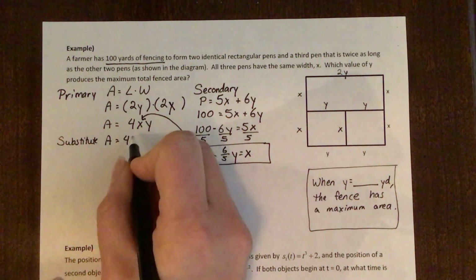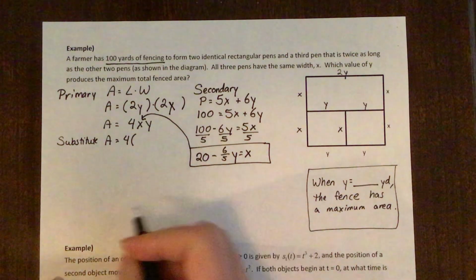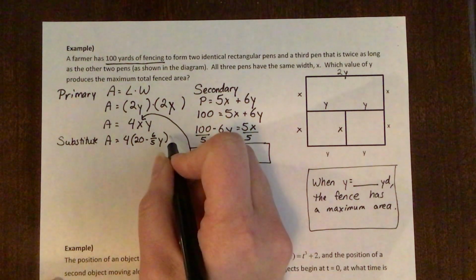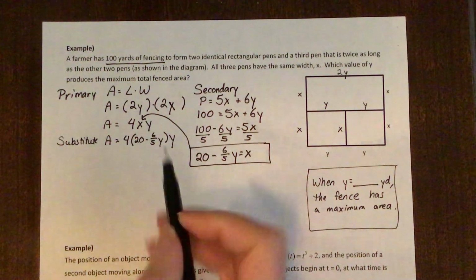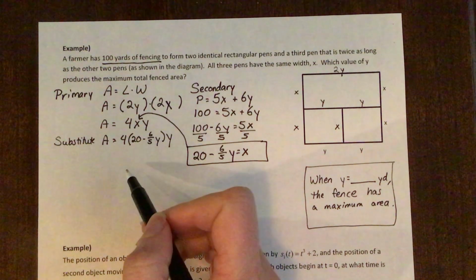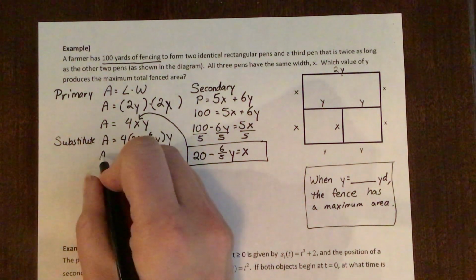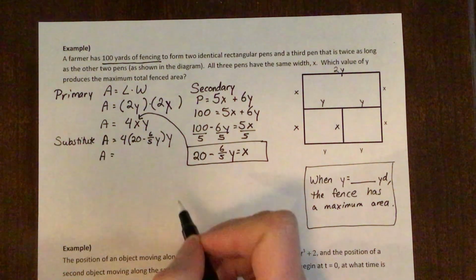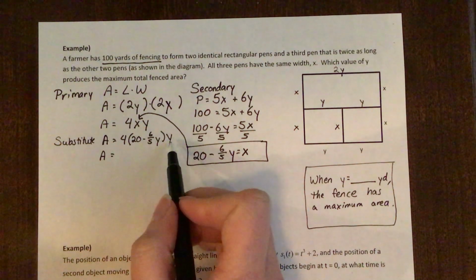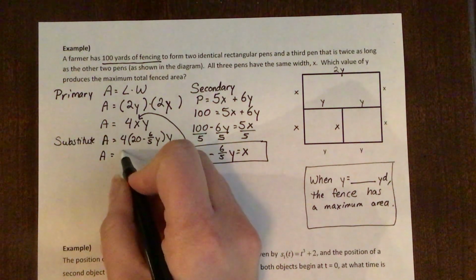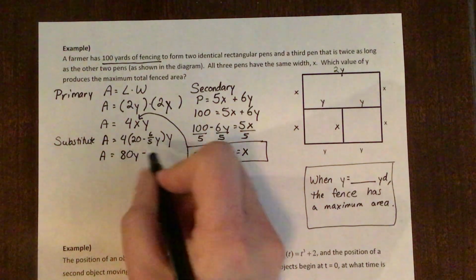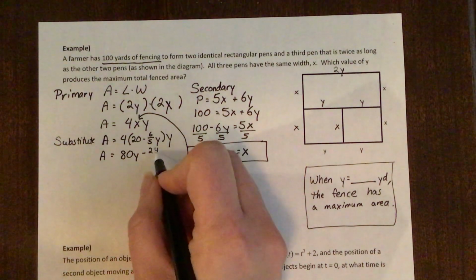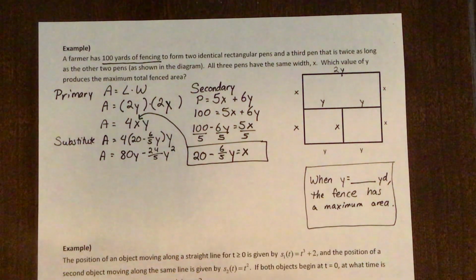A equals 4 times (20 minus 6/5 y) times y. It would have been nicer to write the y there with the 4 for distributing purposes, but whatever. Let's distribute, because we would rather distribute now and use power rules instead of a product rule. 4y times 20 is 80y, minus 4y times 6/5, so that'd be 24 over 5 y squared.